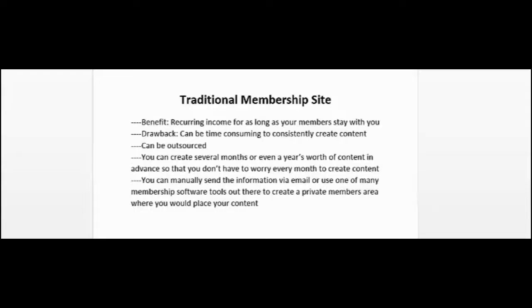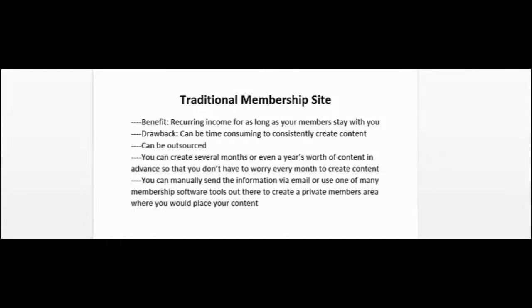Now, of course, there are some drawbacks to having a traditional membership site. One of the main ones is that it's time consuming to have to consistently create content for your members. Now there are ways around this. You can outsource the content. You can also create several months or even a year's worth of content in advance, so that you don't have to worry every month to create new content.